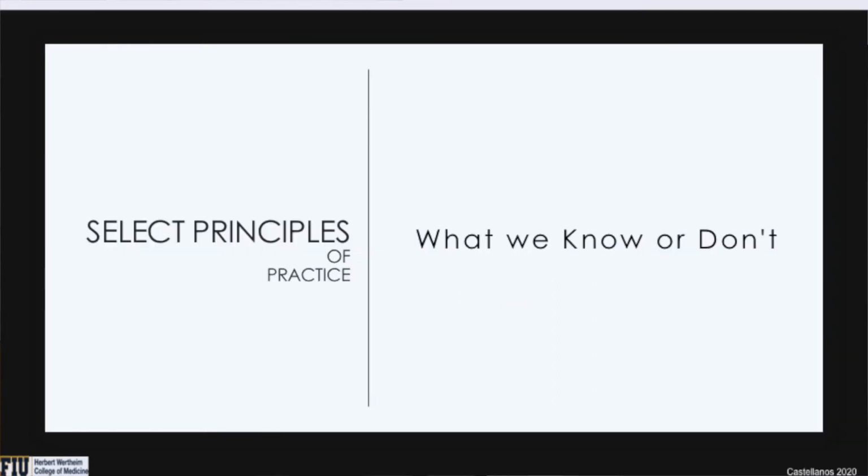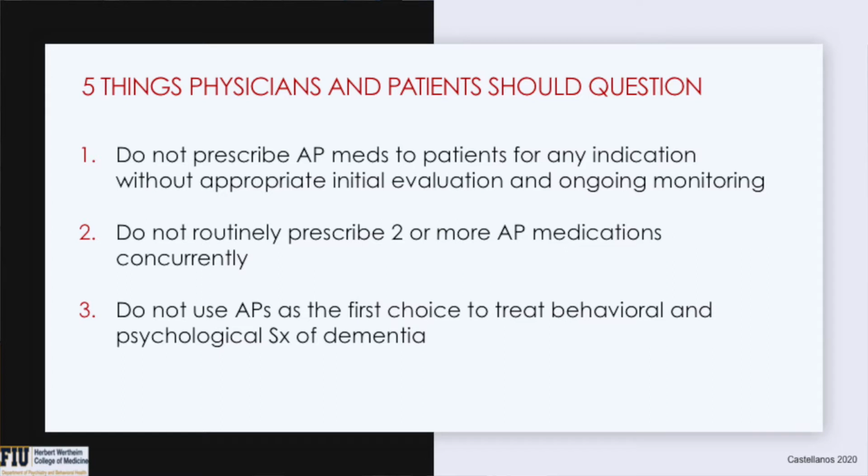Some general principles of practice for kids, and a lot of you know this already, but this is again just to emphasize that there are some guidelines that say antipsychotics should only be used in a very narrow way for schizophrenia or bipolar in youth, period, but that you really should have a justifiable indication after a good, thorough initial evaluation.